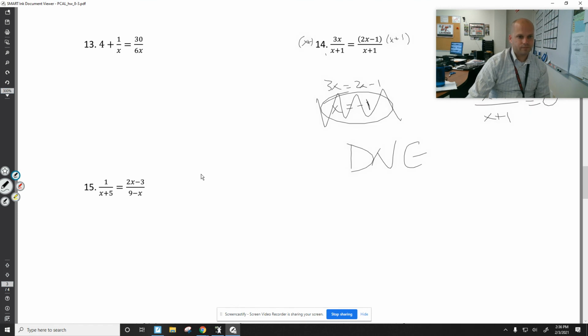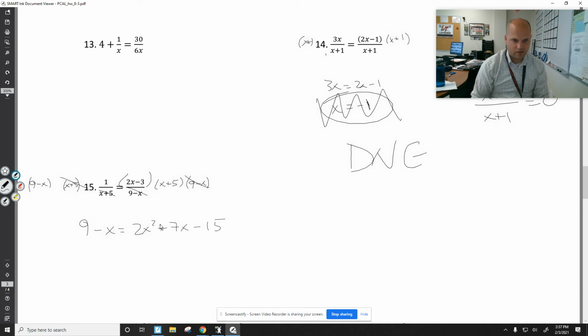Oof. 15. All right, watch. Multiply both sides by x plus 5. It's essentially cross-multiplying, but I don't like to say cross-multiply because students try to cross-multiply everything. Multiply both sides by 9 minus x. Okay, why do I do that? Because 9 minus x just moves everything onto the same level. 2x minus 3 times x plus 5. It's 2x squared. That's a 10x. This is a negative 3x, so that's a 7x. And that's minus 15.